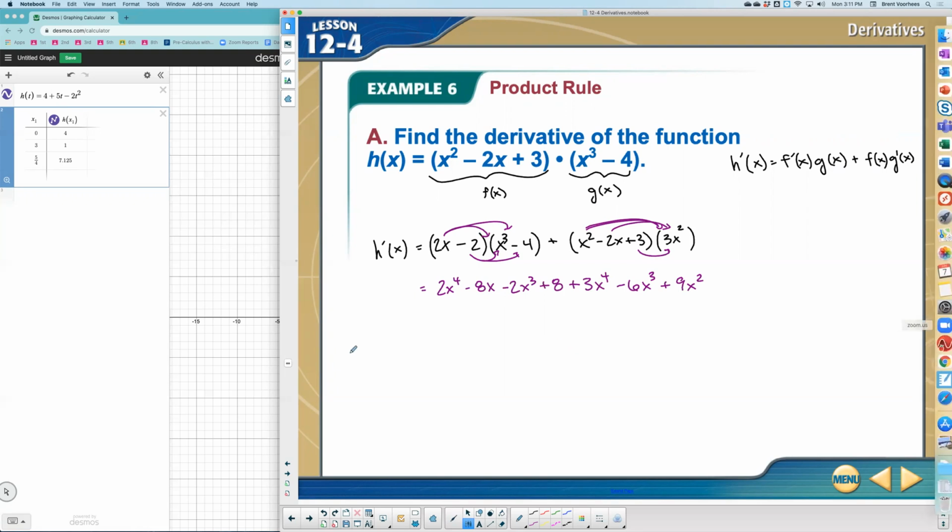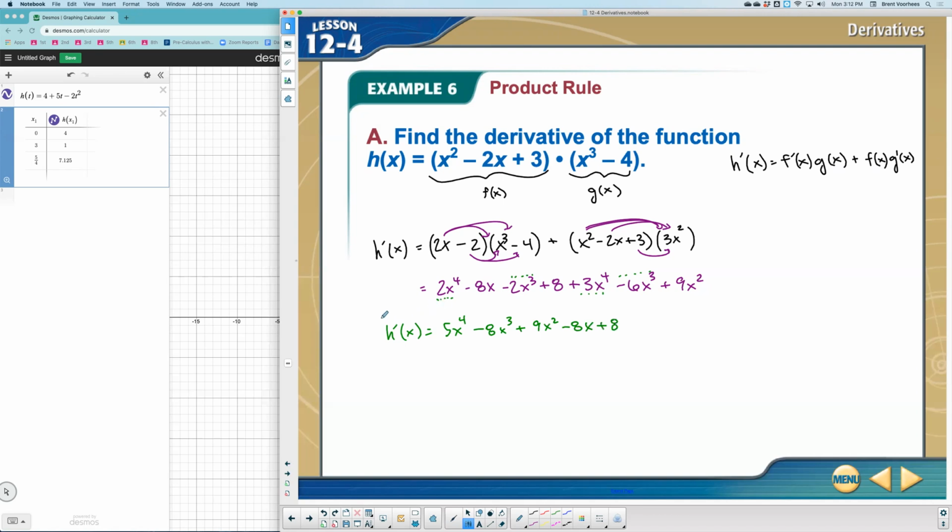When I combine my like terms, we'll find out that h prime equals, I have a power 4 there. That means we have 5 4th powers of x. Going to 3rd powers here, I have a negative 2x cubed and a negative 6x cubed. That makes me have negative 8x cubed. For squared terms, I only have this last one there, 9x squared. I have a minus 8x and then a plus 8. That would be my derivative there with respect to x.